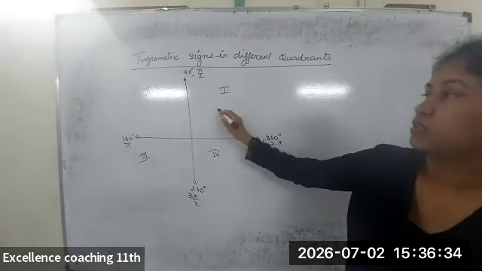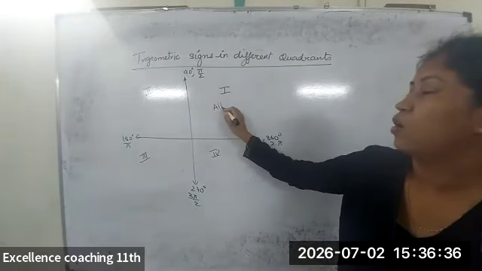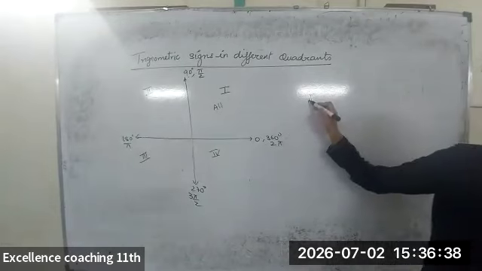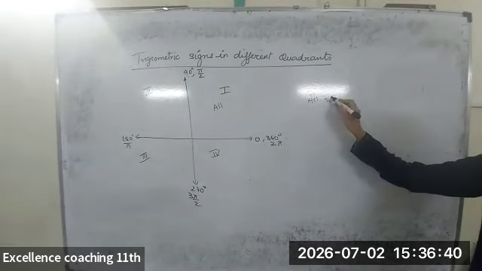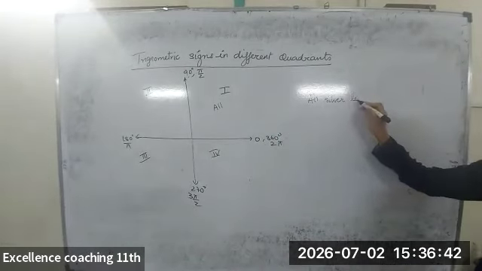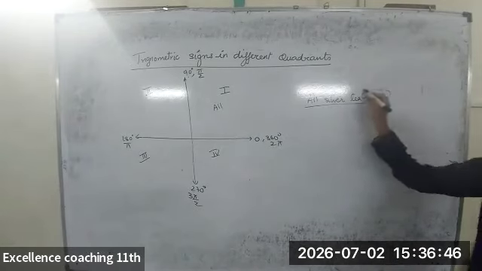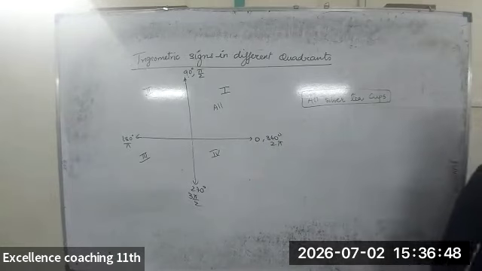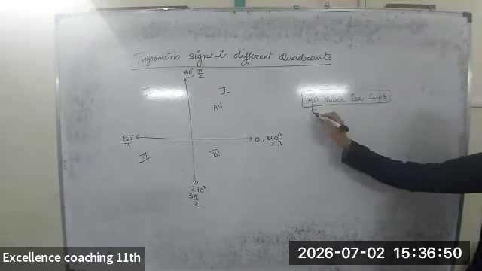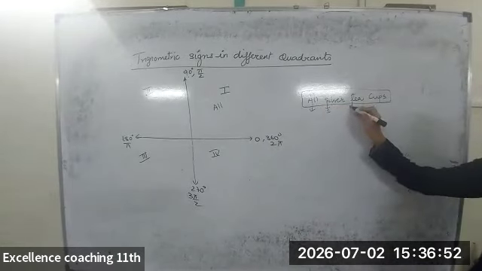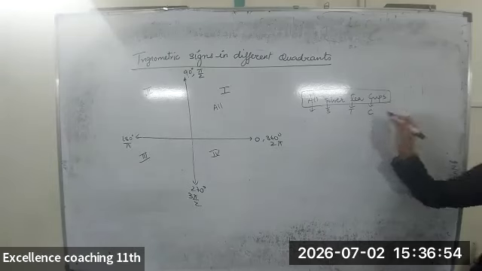So here, all are positive. So something you have to remember as "all silver tea cups." Just to remember: all, this is S, T, and this will be C.